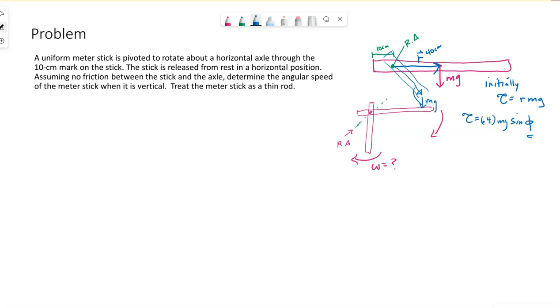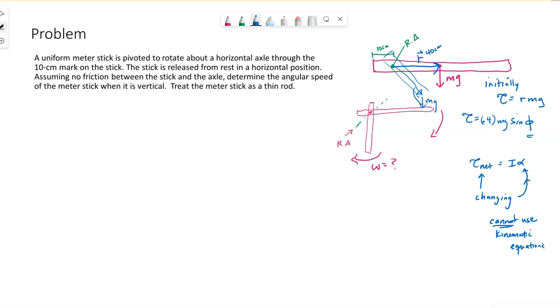So we could technically say the net torque is I alpha. That is a true statement. But this net torque is changing, which means this angular acceleration will also be changing, which means we cannot use the kinematic equations. The big three, we cannot use those because the angular acceleration is not constant.